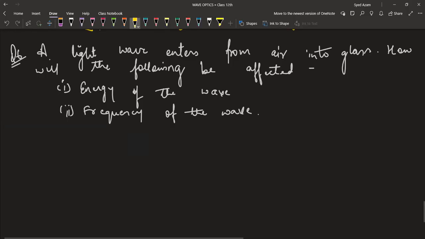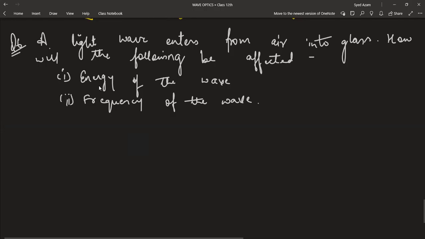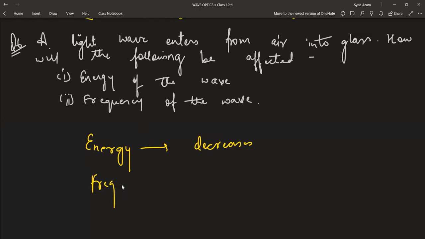Okay, look here. It says a light wave enters from air into glass, and you have to see how the energy will be affected. So remember, energy always decreases. And when we are talking about the frequency, this remains unchanged. Okay, quickly copy this.